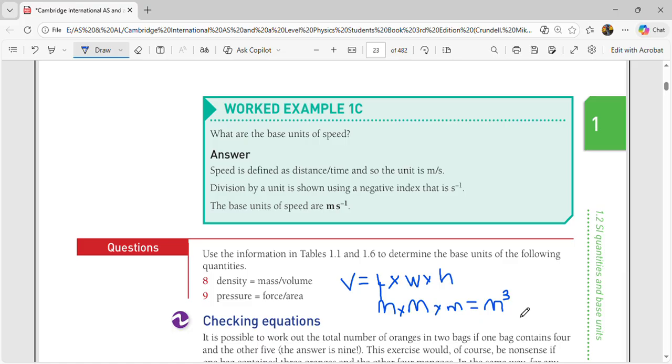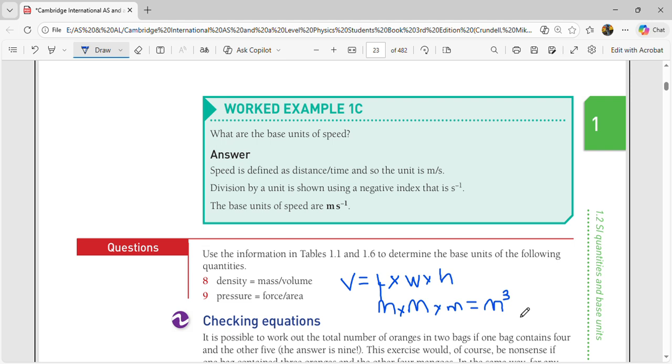Then for pressure, we have to trace down force over area back to only quotients and products of these quantities. So it is like that.